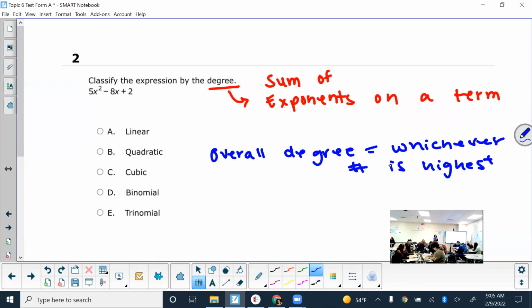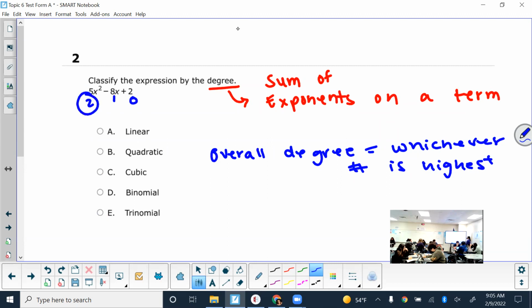So then look at your expression. What would be the degree of the first term? 2, because we only have an x, so that has an exponent of 2. What about the second term? 1, because x to the 1, so there's only 1. What about the 2? 0, because it doesn't even have a variable with an exponent. All right, so out of those 3 numbers, which is the highest?